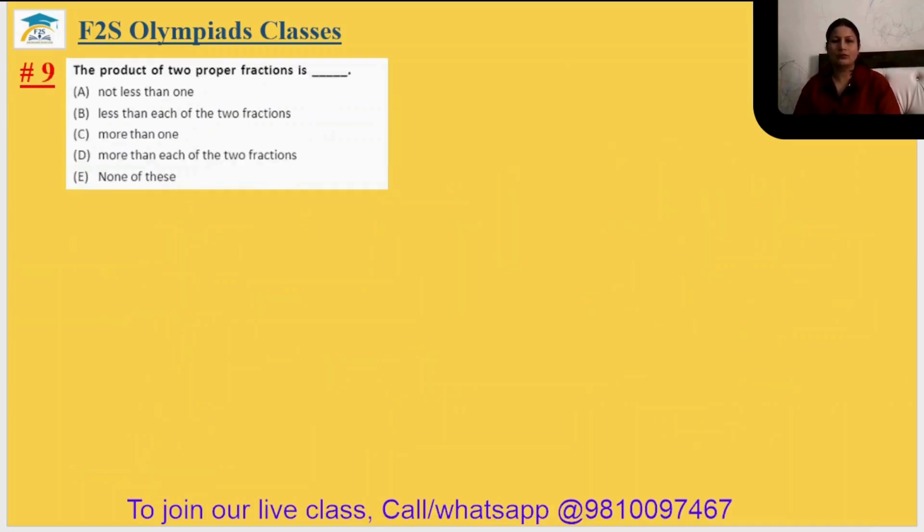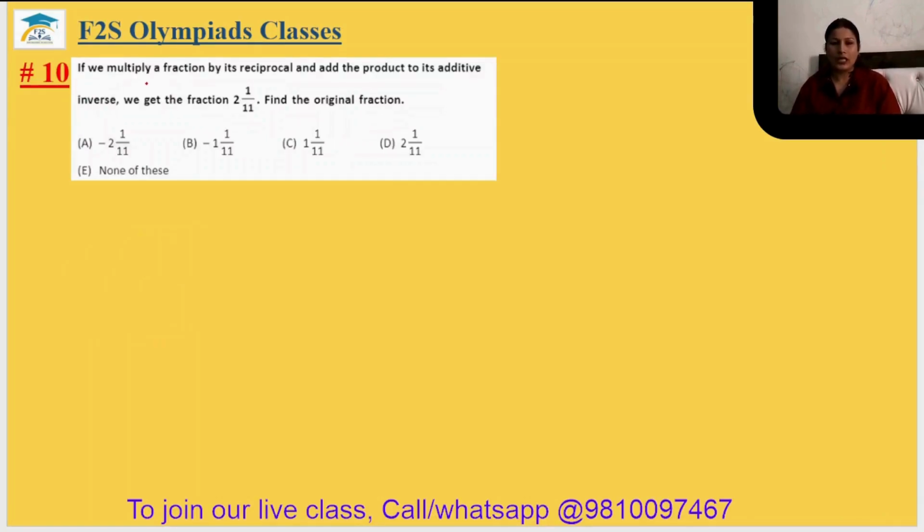Okay? Come to question number 9. The product of two proper fractions will be always less than 1. Okay, not less than 1, no. Less than each of the two fractions, yes, it is also possible. More than 1 can't be possible. More than each of the two fractions can't be possible. It will be less than the two fractions or it will be less than 1. Okay, 9th answer will be option B.